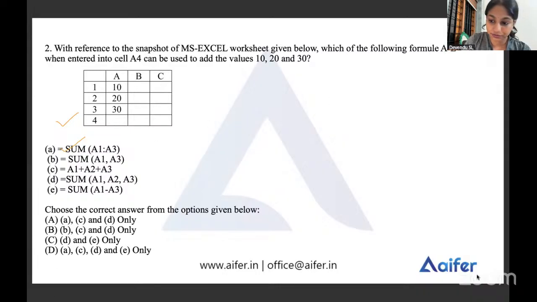This is A4, right? Here we have to find which formulas we can write in order to add the values 10, 20 and 30. So 10, 20 and 30 means what? 10 is in which cell? 10 is in A1. 20 is in A2. 30 is in A3. So we have to add A1 plus A2 plus A3, right?